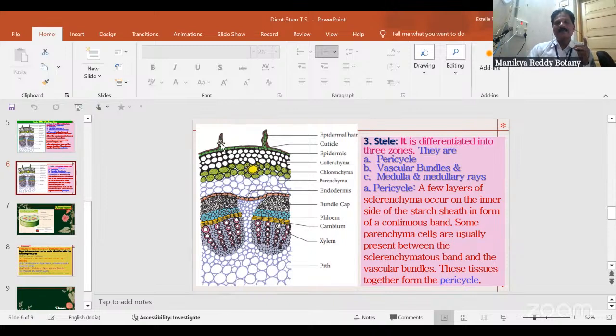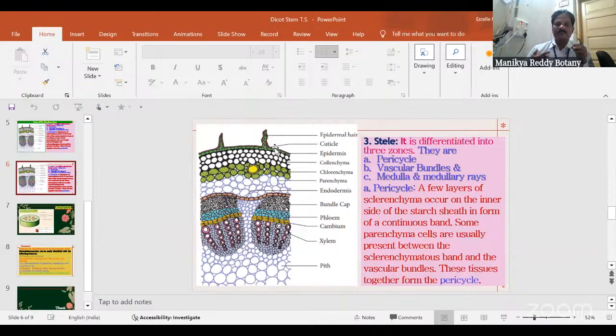In some plants, they are spinous. In some plants, they are very hard. They protect the plant body, and they prevent the loss of water. That is called transpiration. They check the transpiration. Epidermal hairs check the transpiration along with cuticle.